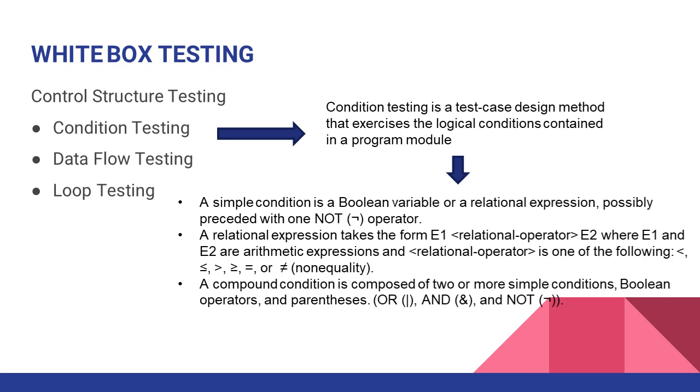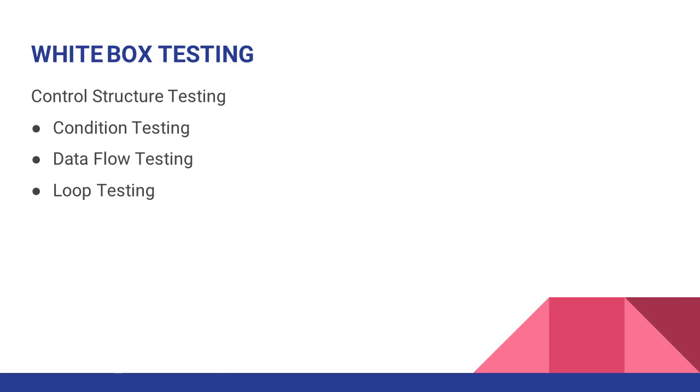Therefore, types of error in a condition include Boolean operator errors, Boolean variable errors, Boolean parenthesis errors, relational operator errors and arithmetic expression errors. The condition testing method focuses on testing each condition in the program to ensure that it does not contain errors. The next one is data flow testing.